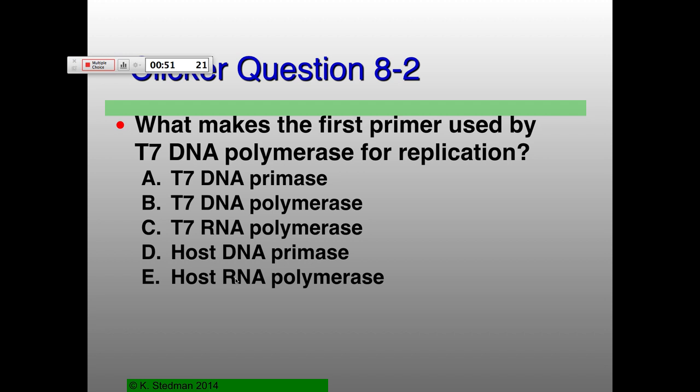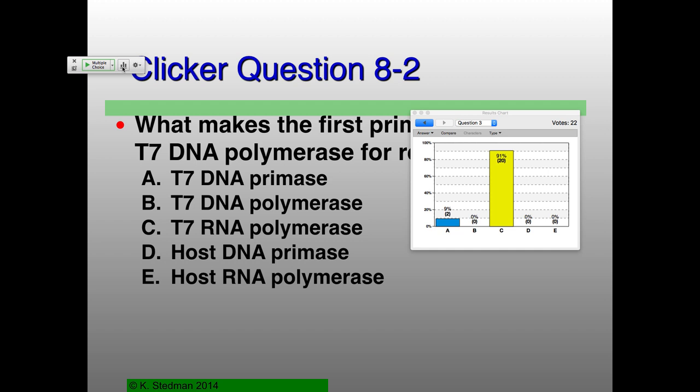Aim for that 100%. 2, 1, stop, show. It's always C, right? Whenever Stedman has a clicker question, the answer is always C.